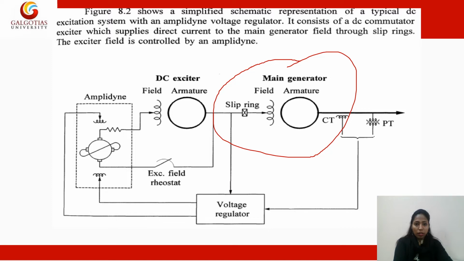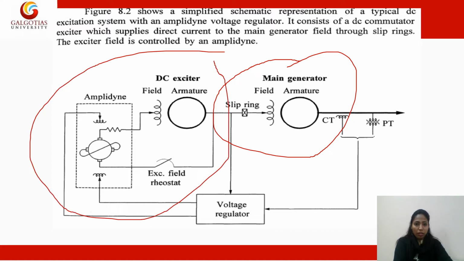Now the terminal voltage of the synchronous generator is basically controlled here, and the excitation is provided to the field winding through this DC generator. See here, this DC generator, through the slip ring, provides the DC supply to the field winding of the main generator or the synchronous machine. The amplitude voltage regulator is also connected, which is used to regulate the voltage, and the slip rings are shown here, through which the DC supply is given to the field winding of the synchronous machine or the main generator.